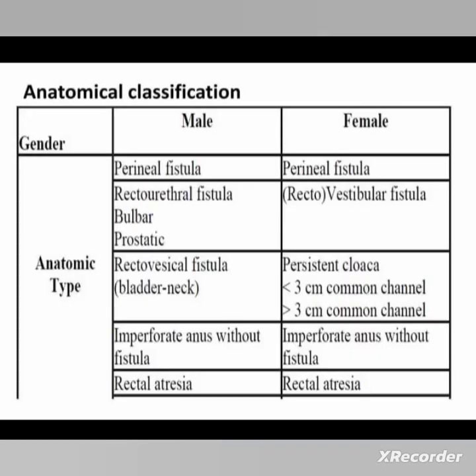Last one is the anatomical classification. The anatomical classification is based on the anatomy, the location of the fistula or the location of the problem in the anorectal malformation. In males, it is perineal fistula, rectourethral fistula, rectovesical fistula, imperforate anus, rectal atresia. In females, perineal fistula, vestibular fistula, then persistent cloaca and imperforate anus without fistula, rectal atresia. So this is the anatomical classification, based on the anatomical location of anorectal malformation.